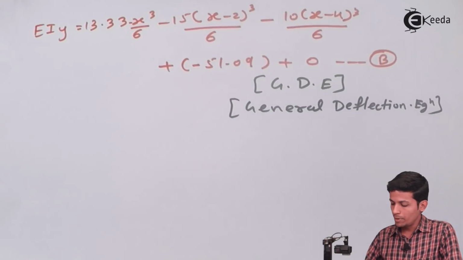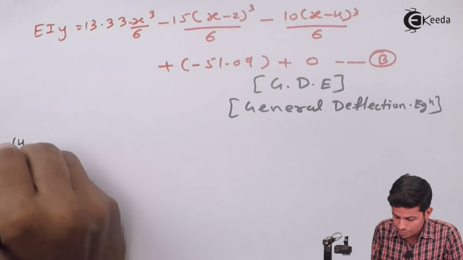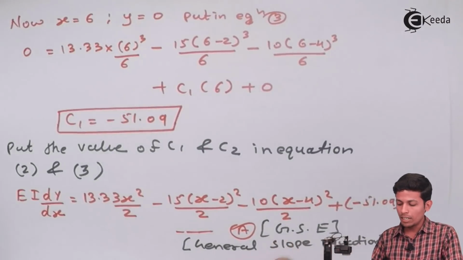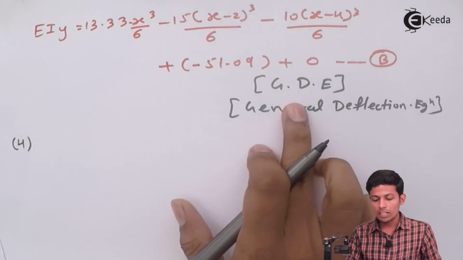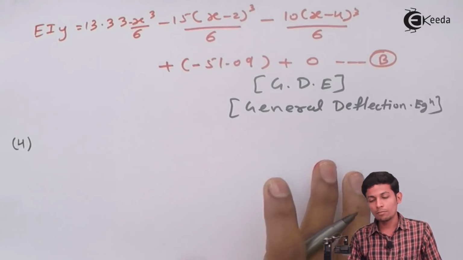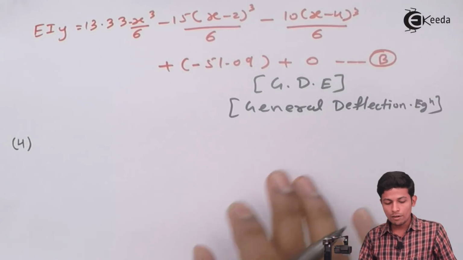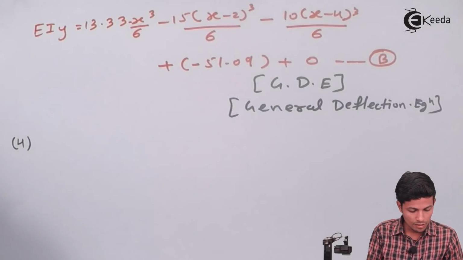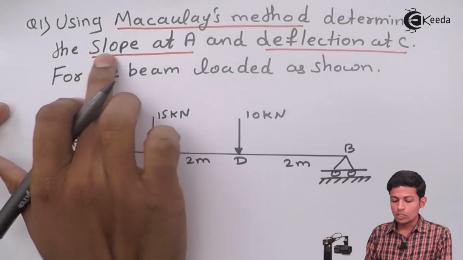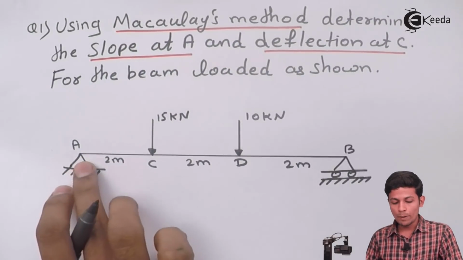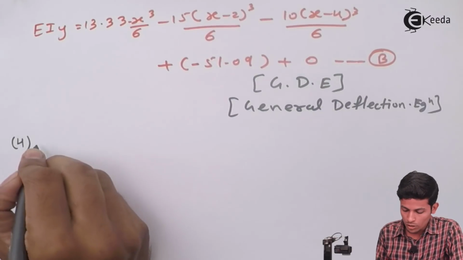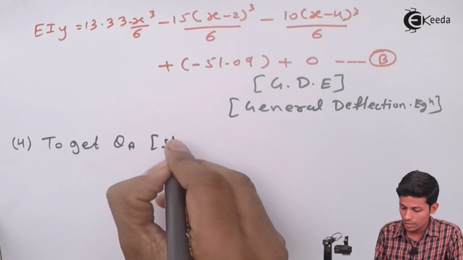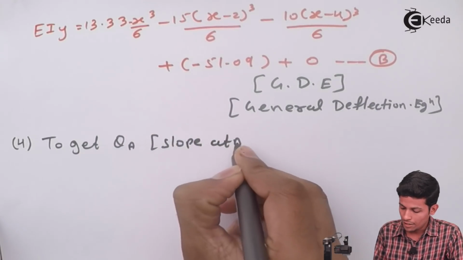Now our fourth step. Please listen carefully, students. This is the slope equation and this is the deflection equation. These two equations are important for us now. Now we have to find what the question is asking: the slope at A. Slope at A is number 4. Theta A is nothing but the slope at A.